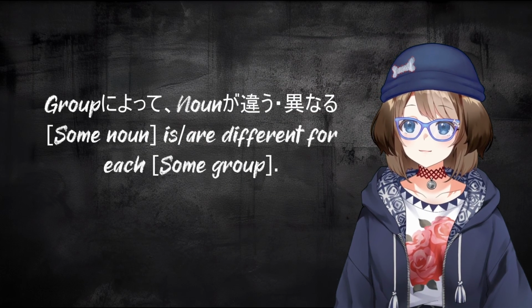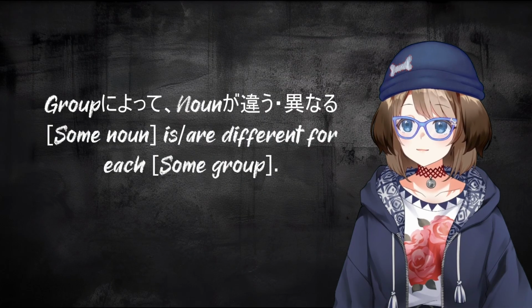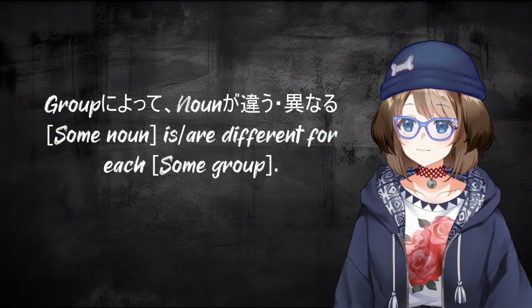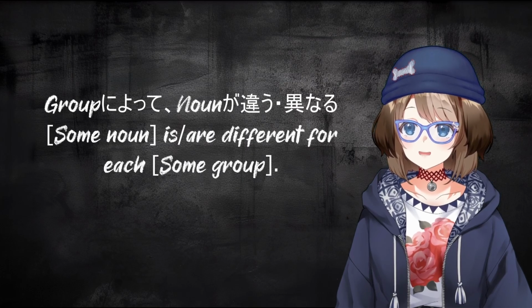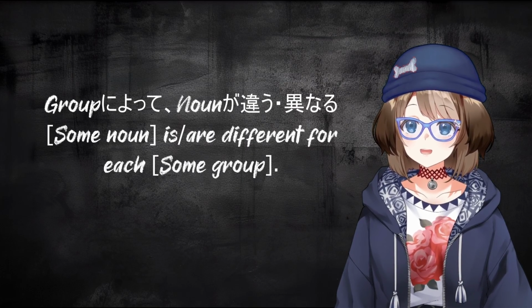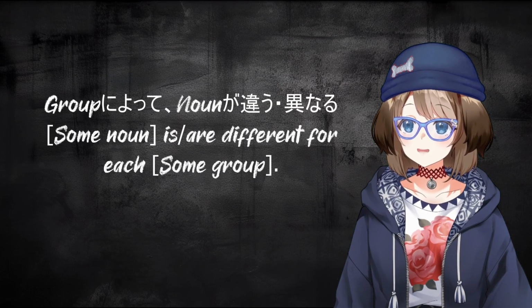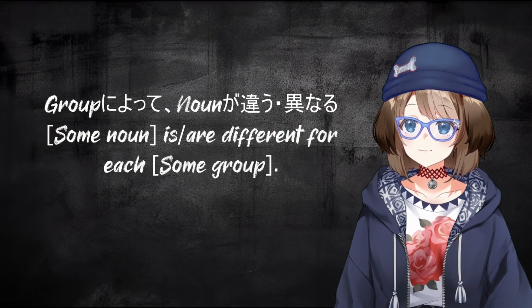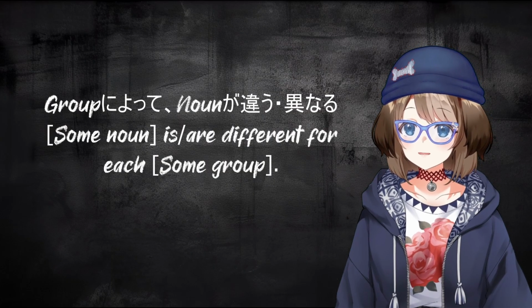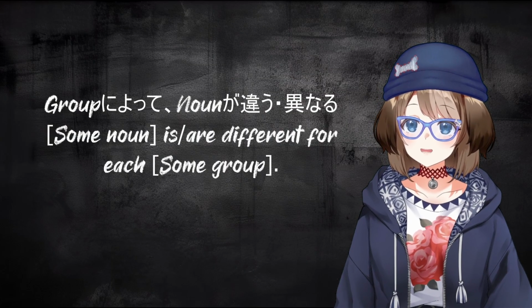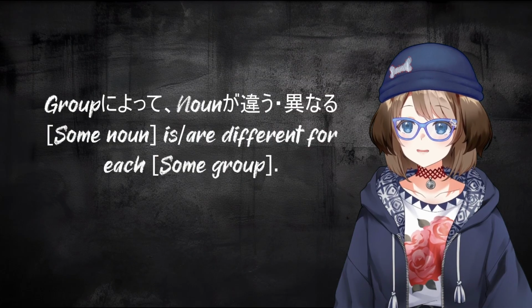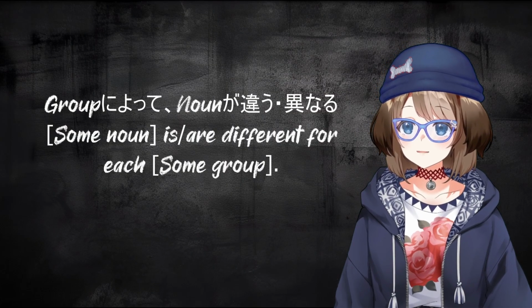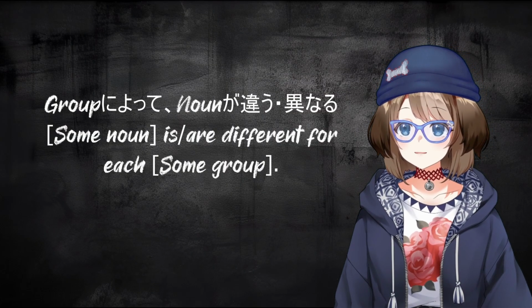Anyway, this structure is always going to show up in the following pattern. You're going to have some kind of group, right? And within that group, niyotte, there's some kind of noun that is different. So that noun ga chigau, or that noun ga kotonaru in some way. There is some noun which is different for this particular group. Now, this is a really common pattern that you hear in Japanese very often. You're basically saying that something is different based on the individual or based on members of a particular group.